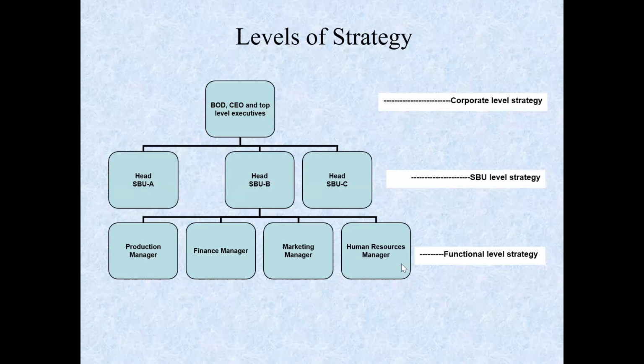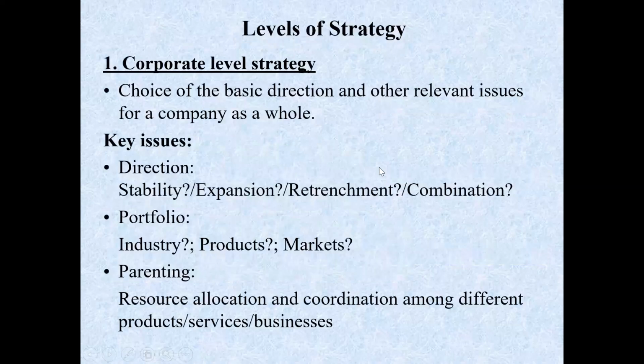Anyway, moving on to the explanations of the levels of strategy. First, we have corporate level strategy. In corporate level strategy, there is the choice of the basic direction and other relevant issues for a company as a whole. This means that while making the strategy at this level, the priority is basic direction and relevant issues for a company, but as a whole and in a broad sense, such as making a strategy aligning with the stability of the business, expansion of business, retrenchment of business, and any combinations of the business.